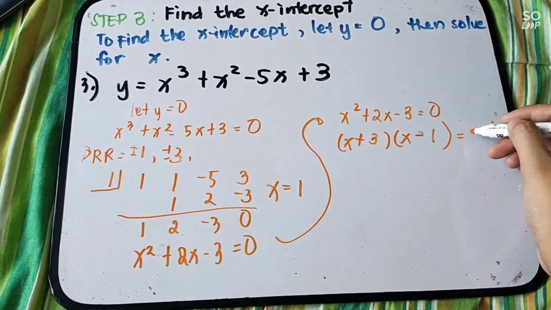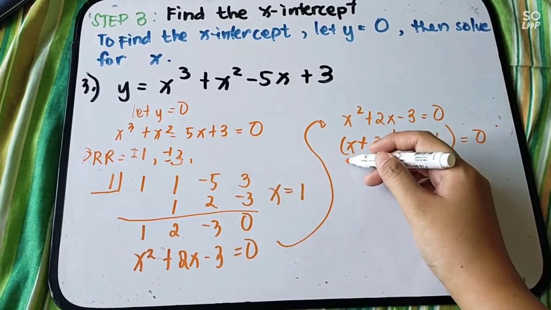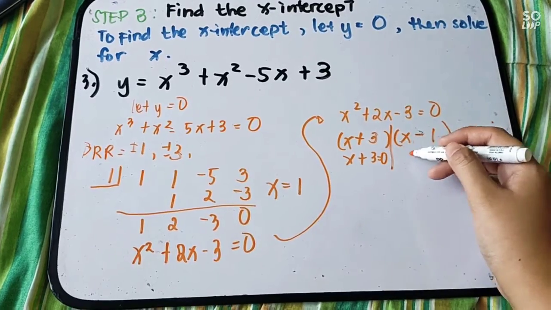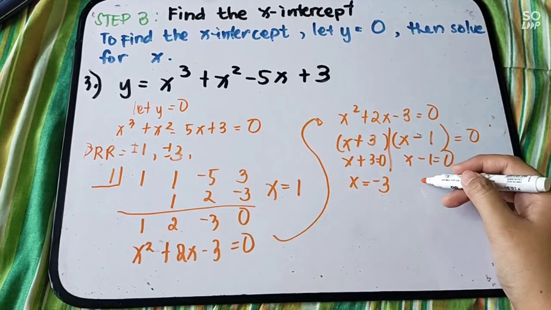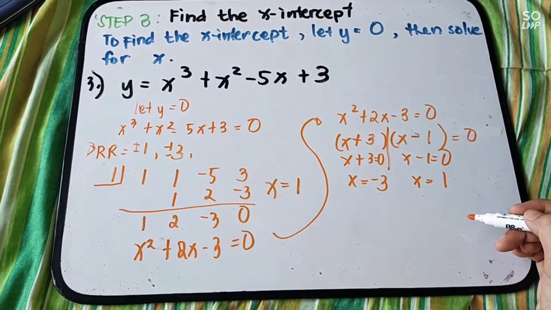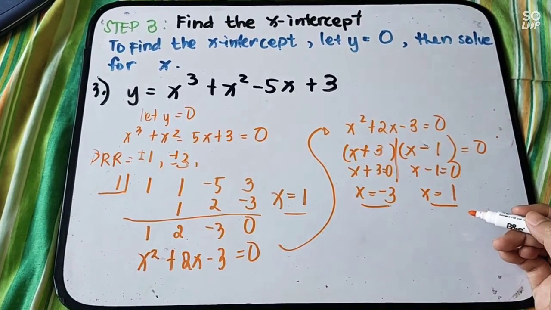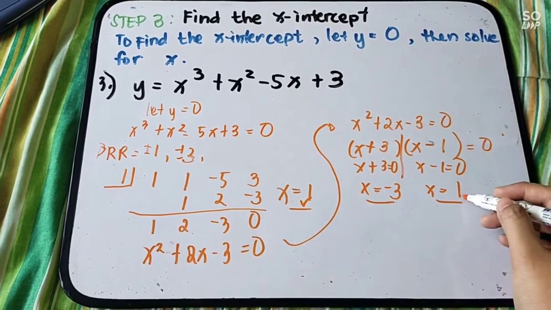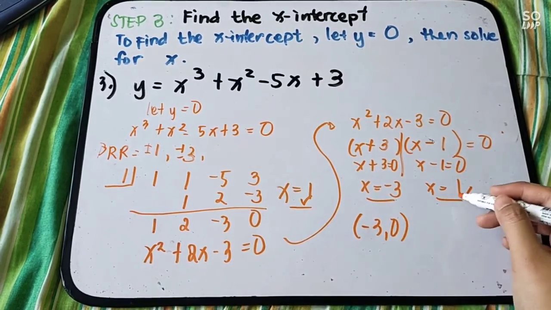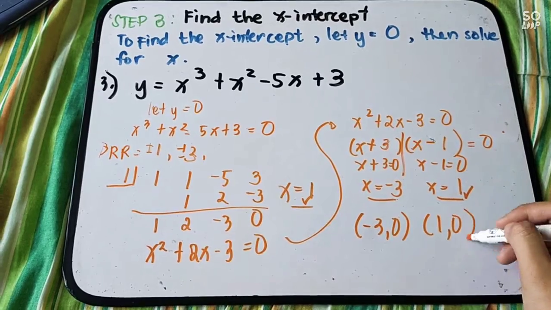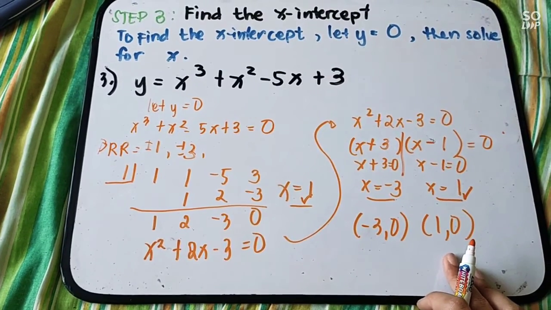Okay? Then, equate it to 0 by the zero property. X plus 3 equals to 0. X minus 1 equals to 0. So, you have here x is equals to negative 3. Then, x is equals to positive 1. Okay? So, ito yung mga x-intercept. Since parehas yung positive 1, therefore, ang ating x-intercepts ay negative 3 and 0 at saka 1 and 0. Hindi mo na kailangan ulitin yung 1 and 0. Okay? Kasi same lang naman yung point niya doon sa ating graph.